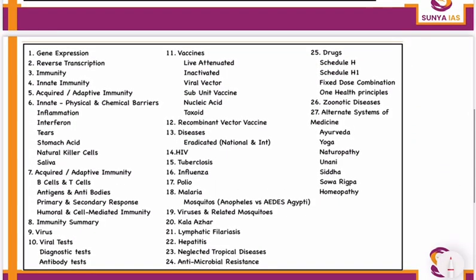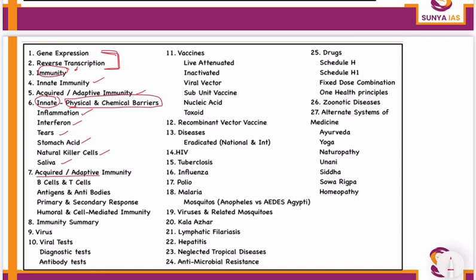Then you have to move on again to the concept of gene expression and transcription, which you have to do from the perspective of immunity. Okay. Then we'll start immunity, and in immunity you have to do what is innate immunity, followed by acquired and adaptive immunity. What are the innate physical and chemical barriers present, for example inflammation, interferons, tears, stomach acid, natural killer cells, and saliva. That all you have to do.